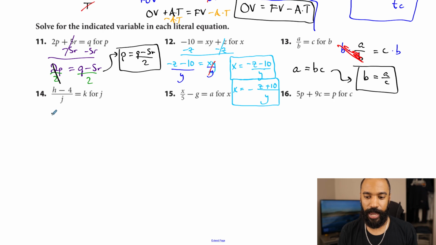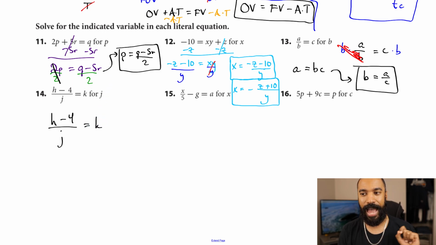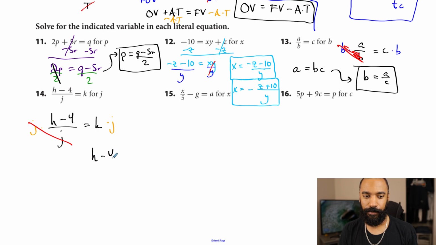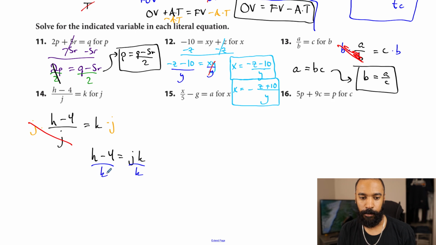All right, number 14, solve for J. Looks a heck of a lot like the previous problem that we just did. H minus 4 over J equals K. Solve for J. In the denominator, have to get it in the numerator. Bar none, start off with it. So multiply both sides by J. You can see J over J is 1 on this side, but now J exists over here. J, K. I'm going to put J first. I like my alphabetical way. So H minus 4 equals J times K. Divide both sides by K, and remember, divide every term here by K. So we're going to get J equals H minus 4, all divided by K.